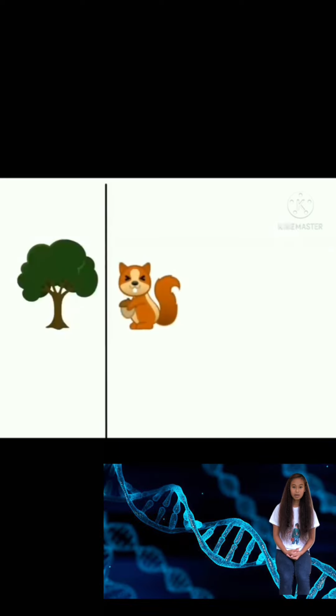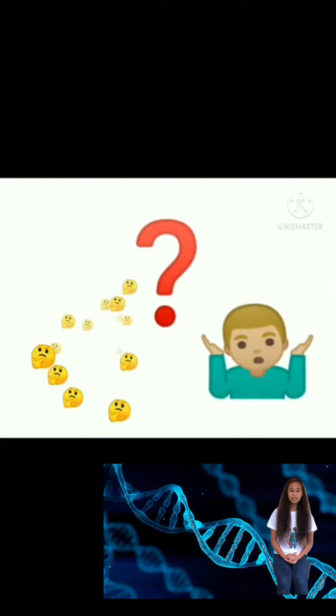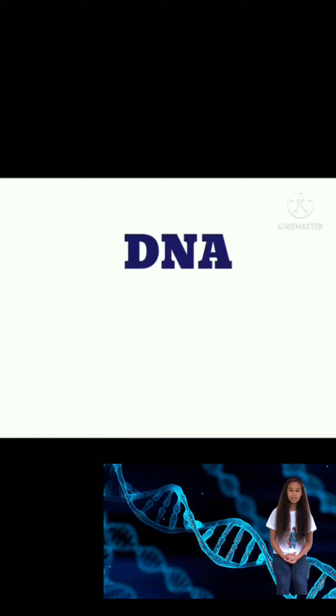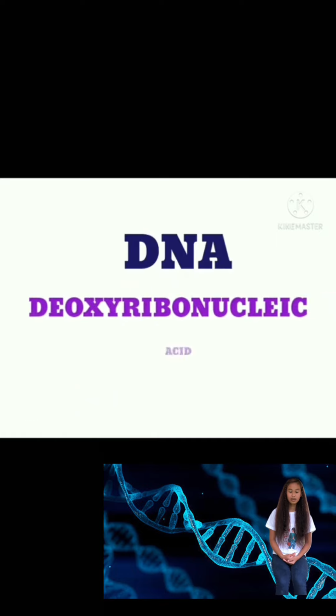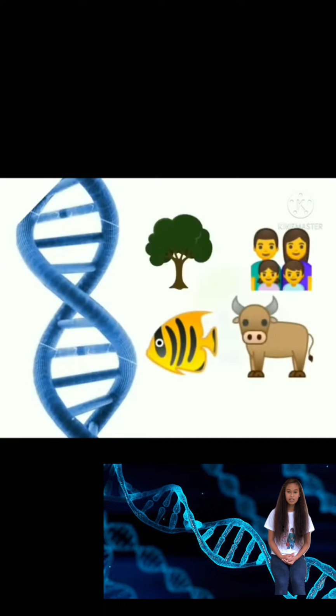Plants, animals, bacteria, and even viruses have DNA, and of course humans. But how? How does it happen? What is DNA? DNA, or deoxyribonucleic acid, is a blueprint of every living thing that exists on this planet. It is a recipe to make you and me.